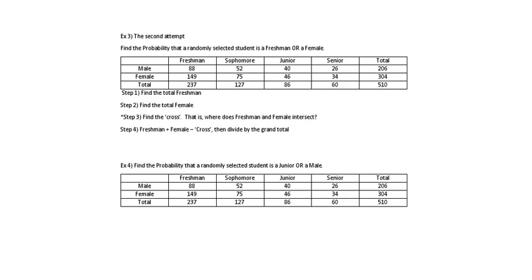Okay, so what I like to do is find the total number of freshmen. So what I'm going to do here is I'm going to circle the column with freshmen, and then I'm going to write down the total, which is 237. Okay. Next, what I like to do is circle the row with female.